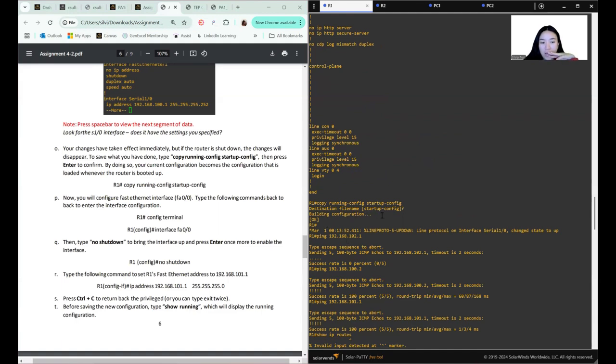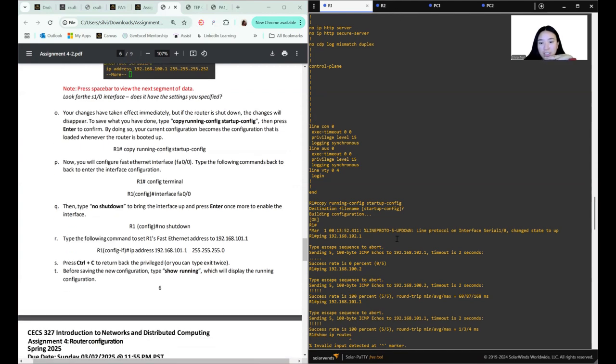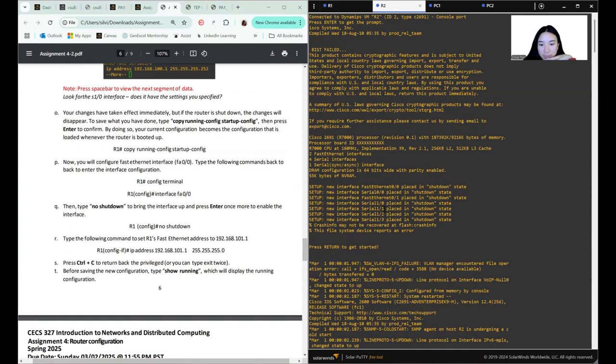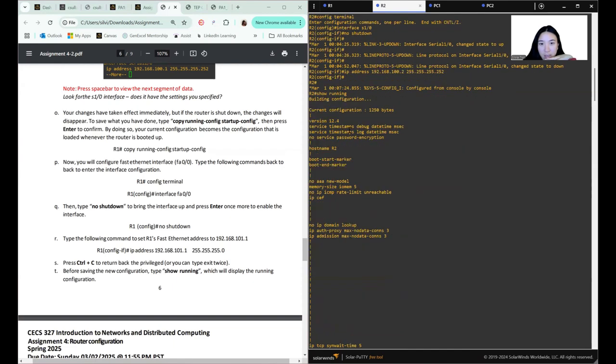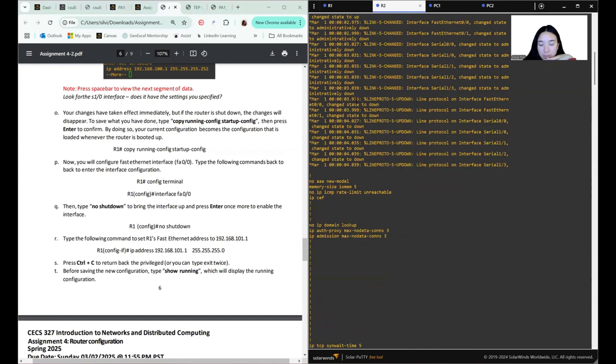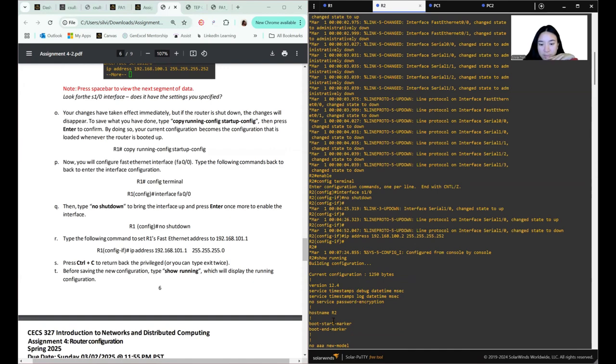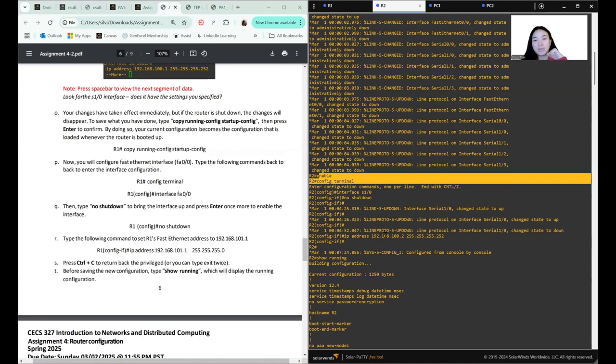I did the same thing on router 2, as you can see up here. I enabled it and then I entered the configuration terminal.